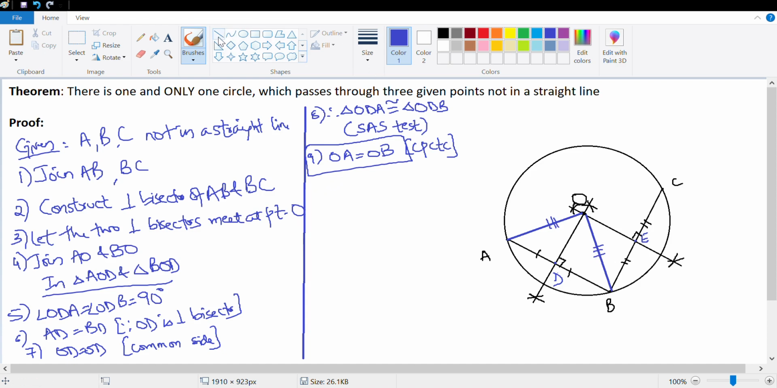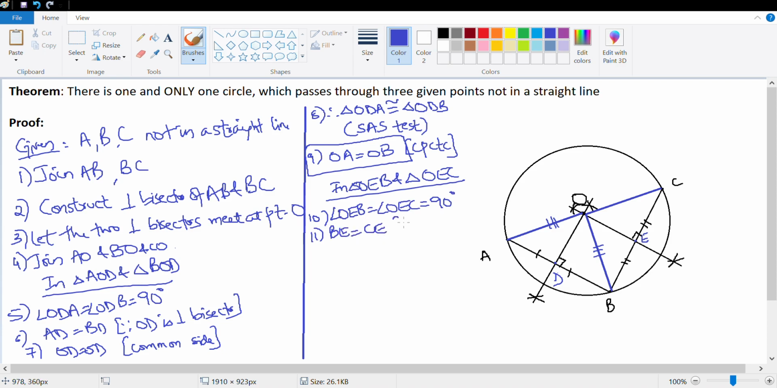So now join OC. So where I have joined AO, BO and CO. Now in triangle OEB and triangle OEC, again we will be able to prove that these two triangles are congruent. So number 1, angle OEB is equal to angle OEC is equal to 90 degrees. Next, BE is equal to CE. This is since OE is the perpendicular bisector.